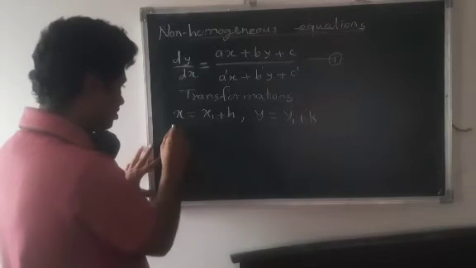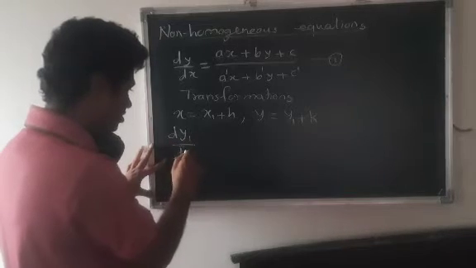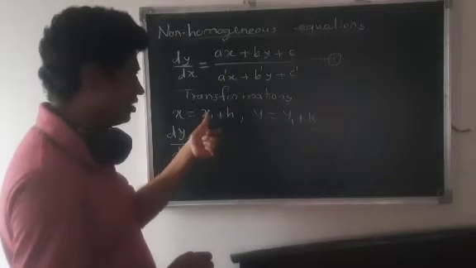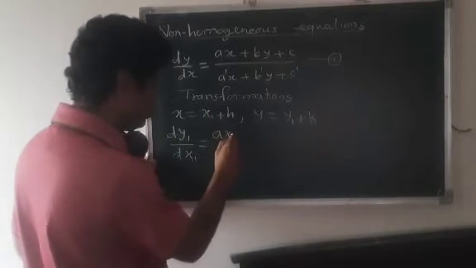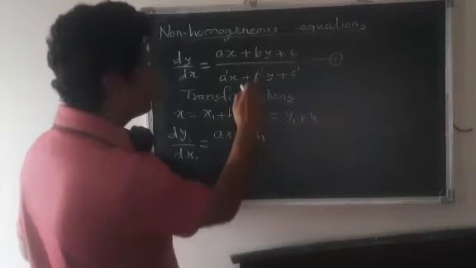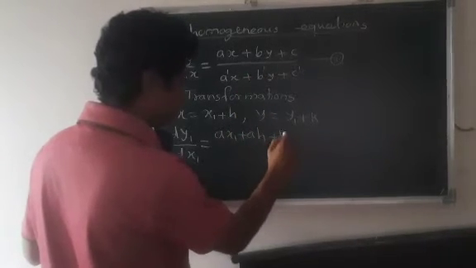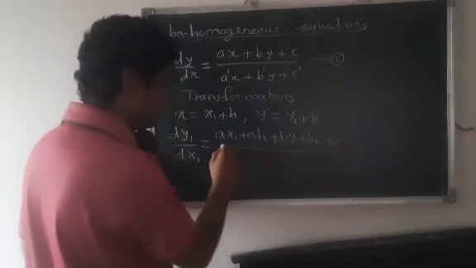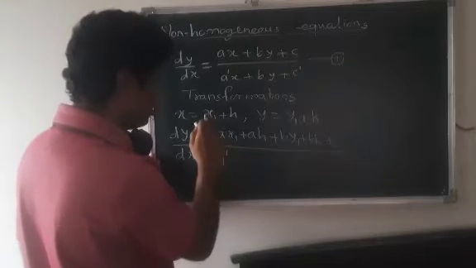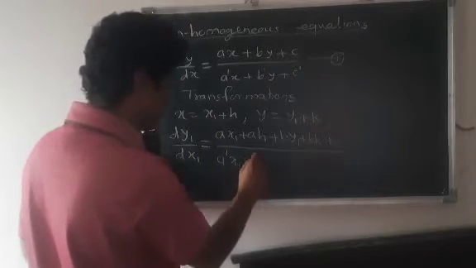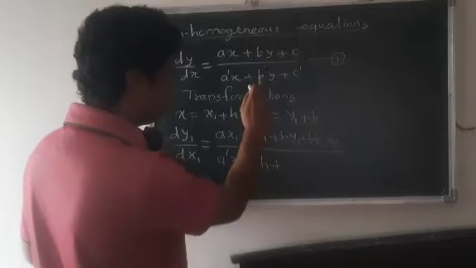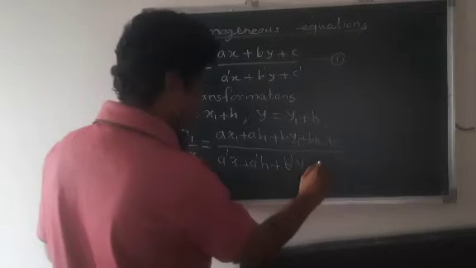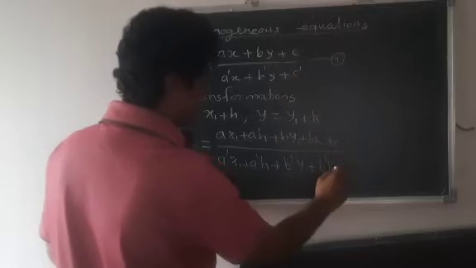So the left hand side is dy1 by dx1 and the right hand side is a x, so it is ax1 plus ah, b y is by1 plus bk, plus c. The denominator is a dash x1 plus a dash h plus b dash y1 plus b dash k and c dash.